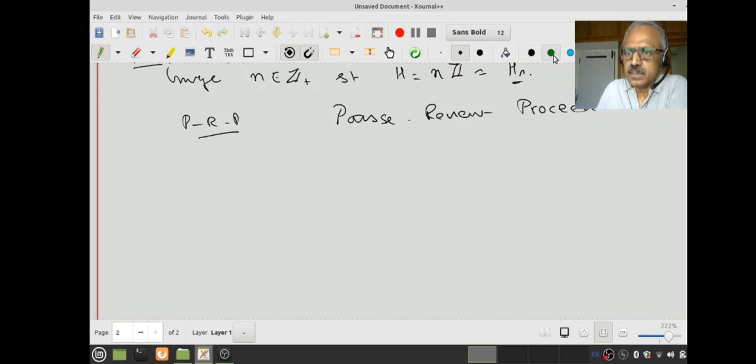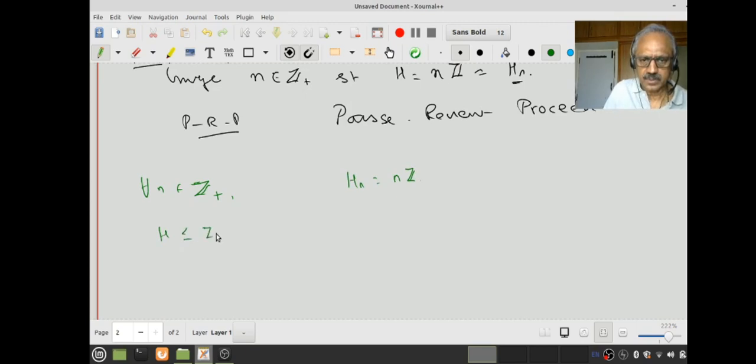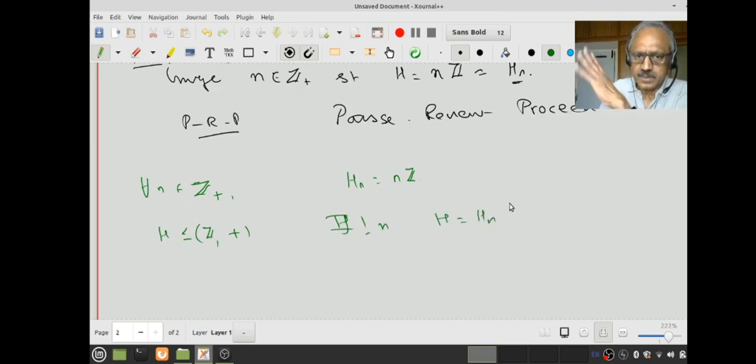So let us think carefully. What do you think we have proved? We have proved, therefore, for every non-negative integer n, I have produced a subgroup Hn, which is n times Z. And any subgroup H of Z plus is of this form. That means there exists a unique n such that H equals Hn. These are all we have proved.